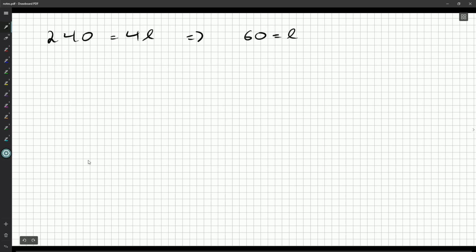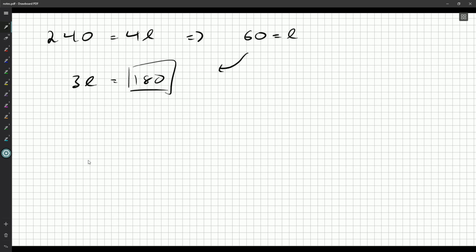60 is not the answer, because remember, you start with 3L. So that'll be 180. So we must have started with a segment of length 180. If you want to double check, do the process normally. Take 180, divide it in 3s, and you can even draw out the little bump happening.